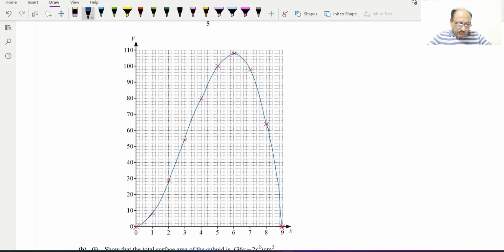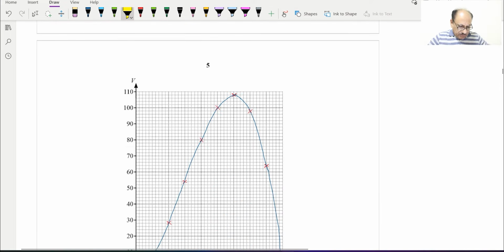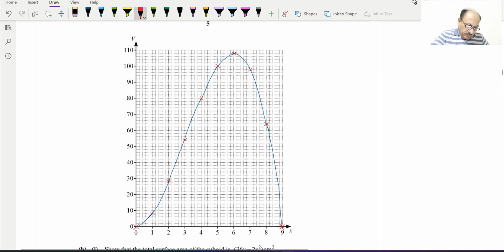Roughly we have drawn. Now the next part is to find the values of x when the volume of the cuboid is 44 centimeter cubed. So 40 is this one, so 44 will be this mark, and we will be drawing the reference line for this, and this will be 2.6 we can take. This will be 2.6 for this one.